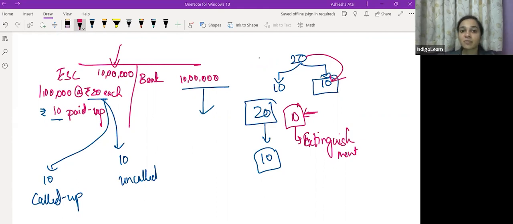And this can be done by the company only after passing a special resolution. A special resolution is required for this, the company cannot do this just like that. Is this much clear? Yes, ma'am.